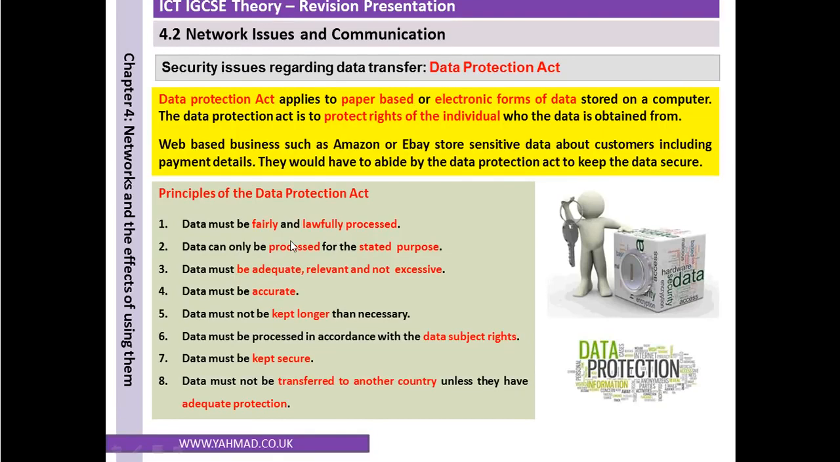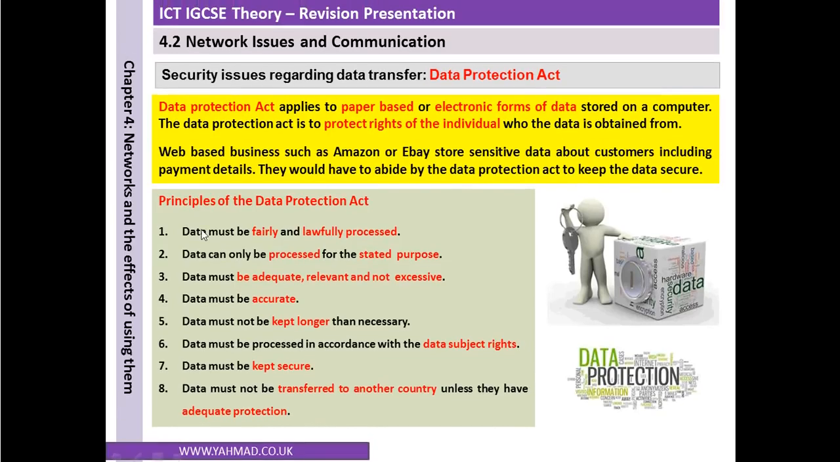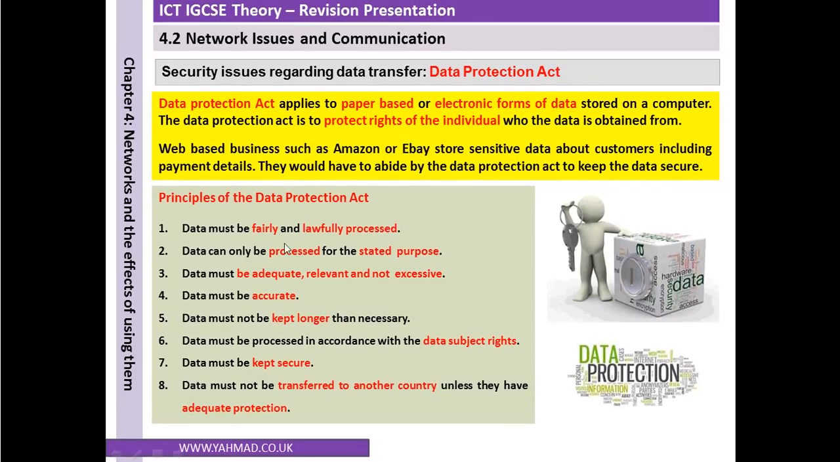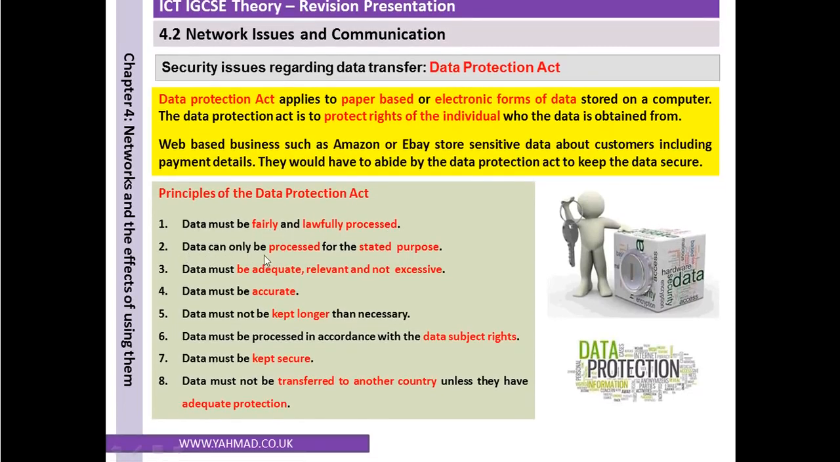So principles of the Data Protection Act. Number 1, data must be fairly and lawfully processed. Number 2, data can only be processed for the stated purpose. Number 3, data must be adequate, relevant and not excessive. 4, data must be accurate. 5, data must not be kept longer than necessary. 6, data must be processed in accordance with the data subject rights. 7, data must be kept secure. 8, data must not be transferred to another country unless they have adequate protection.